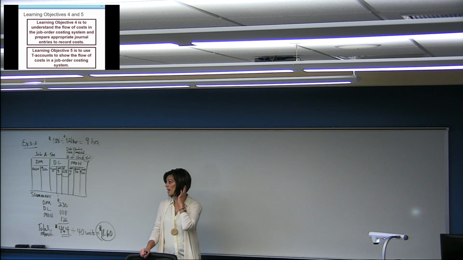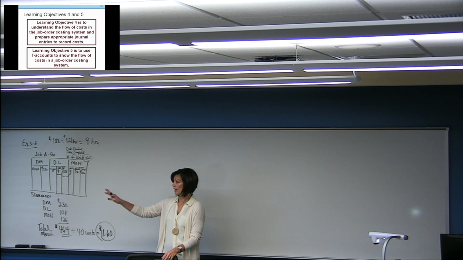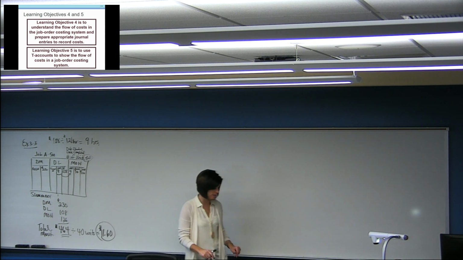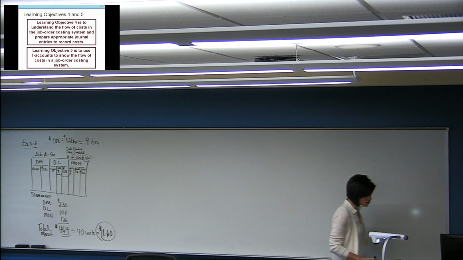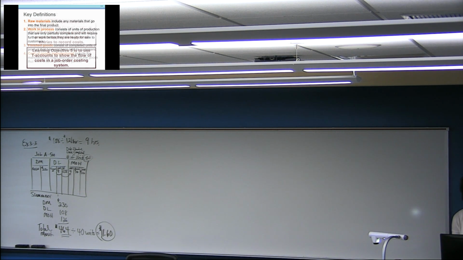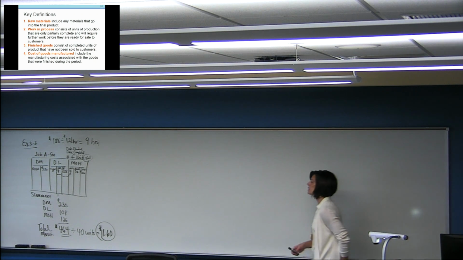Learning objective 5 is how to use T accounts. You're in luck because I'm not going to do T accounts. I'm sorry, learning objective 4 is journal entries. We're not actually going to do the journal entries. I am going to do a little bit of T accounts, but nothing major. You guys don't have to, I'm not going to necessarily grade you on them or anything like that. But the T account is the visual that I use to help describe the process. So that's why I like to include T accounts. Now, we need to understand some key definitions here.